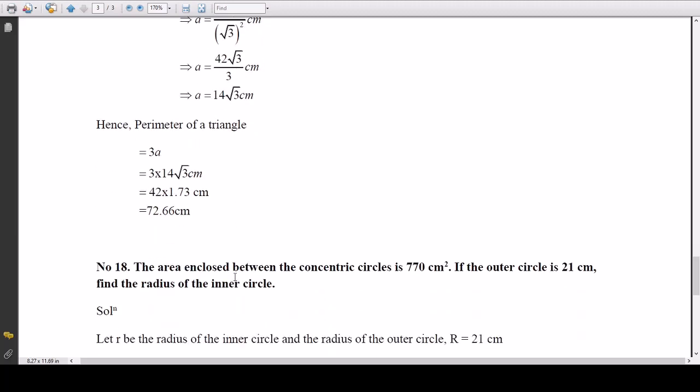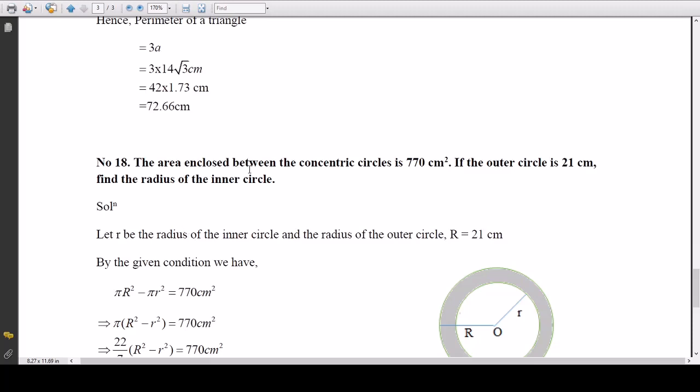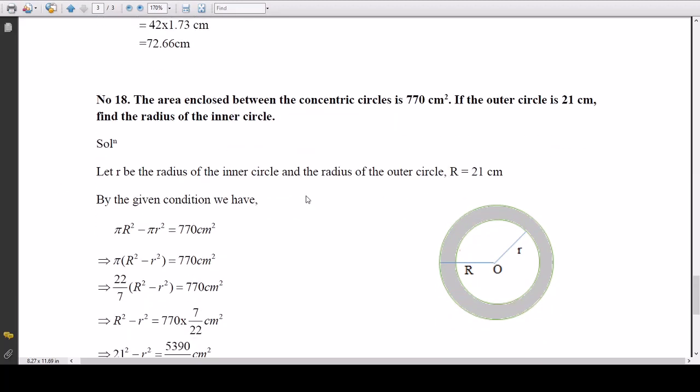Okay. Next we move to problem number 18. The area enclosed between two concentric circles is 770 cm square. If the outer circle has a radius of 21 centimeter, find the radius of the inner circle. Now look at this figure that I've drawn for you. There are two concentric circles, and the area between these two circles is given to be 770 cm square.